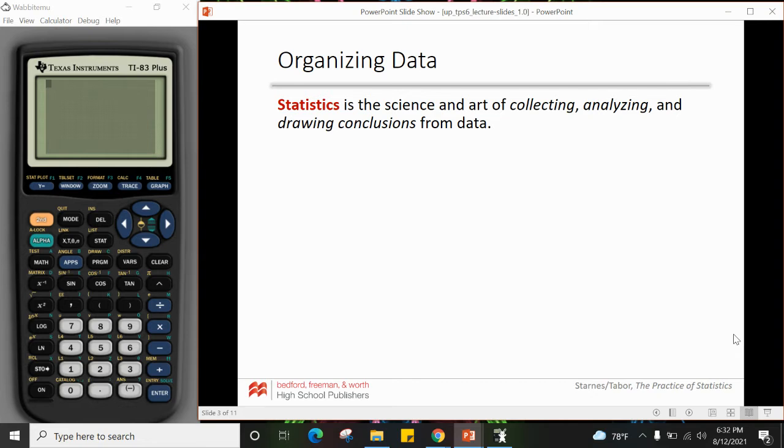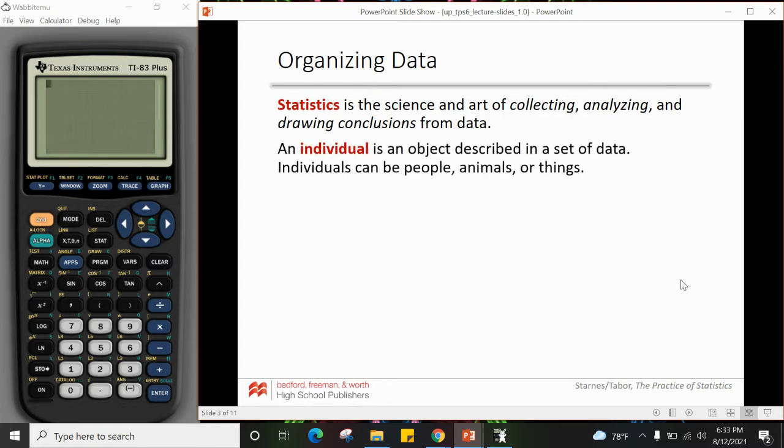So, first thing, statistics is the science and art of collecting, analyzing, and drawing conclusions from data. And it really is kind of an art in the process that you do it. An important vocabulary word is individual: an object described in a set of data. Individuals are not just people. They can be people, animals, or things, maybe cars or household sizes. Anything can be an individual. It's just what you're taking data of.